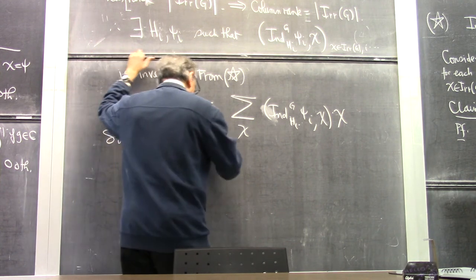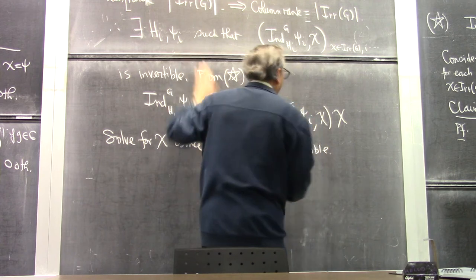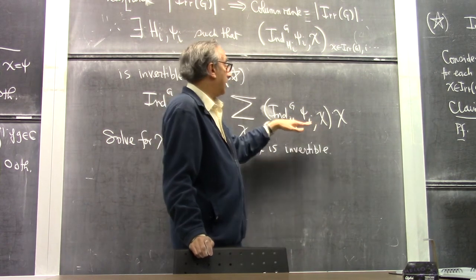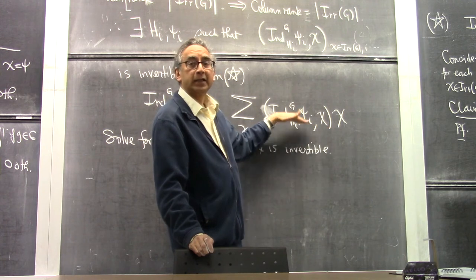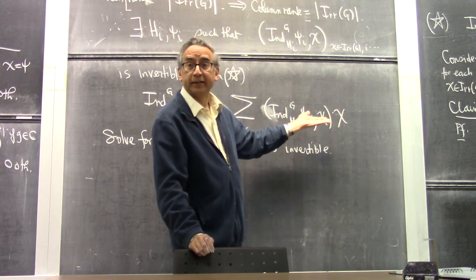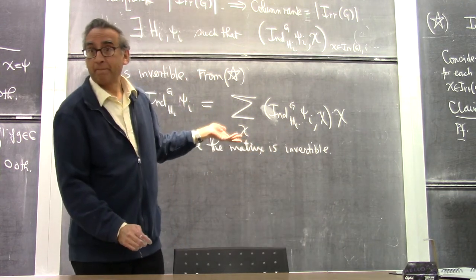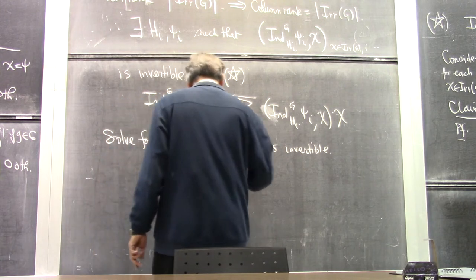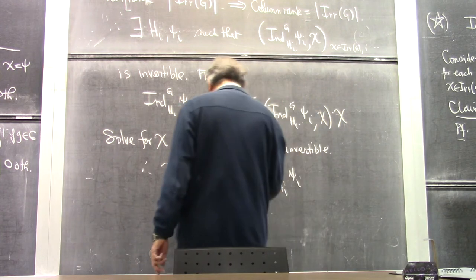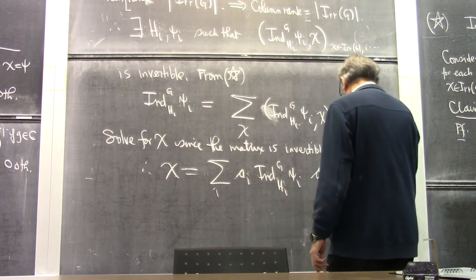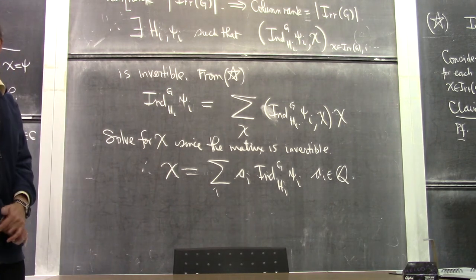Since the matrix is invertible. Keeping in mind, by the way, that chi is an irreducible character, psi I is an irreducible character, and for the induction from H to G, this is the multiplicity of the character chi in this thing. It's a multiplicity, it's a representation, so it's non-negative. And therefore, these are all non-negative integers. So when I invert, I might get a rational matrix. Chi can be written as some rational combination of the induced characters from H to G of psi I, with coefficients AI. So you see this weaker version of Brauer's theorem, where the AIs are allowed to be rational numbers as opposed to integers, is much easier to prove.